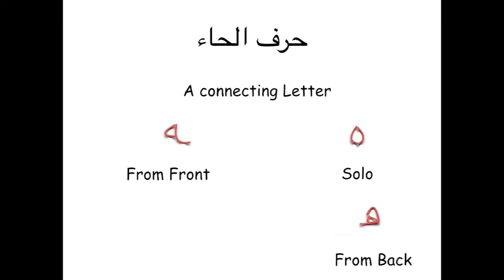In the middle, it'll take a fourth shape, which is totally different. First we draw the line, and then we kind of tie a knot, and then we go on with the line. So that's a Ha in the middle of a word after a connecting letter. Let's try it in a few words now.